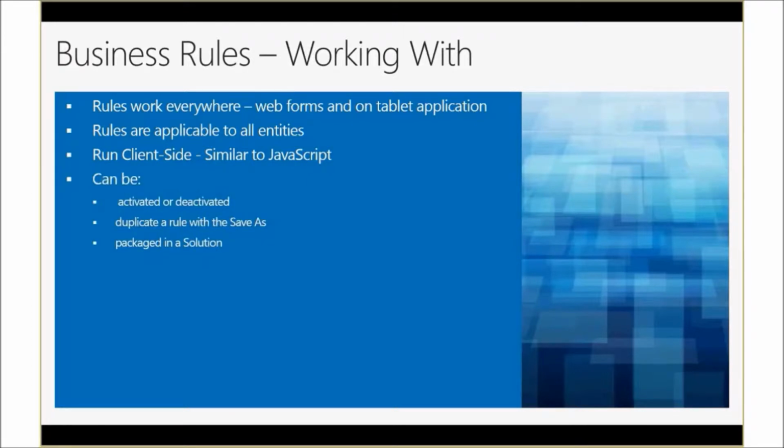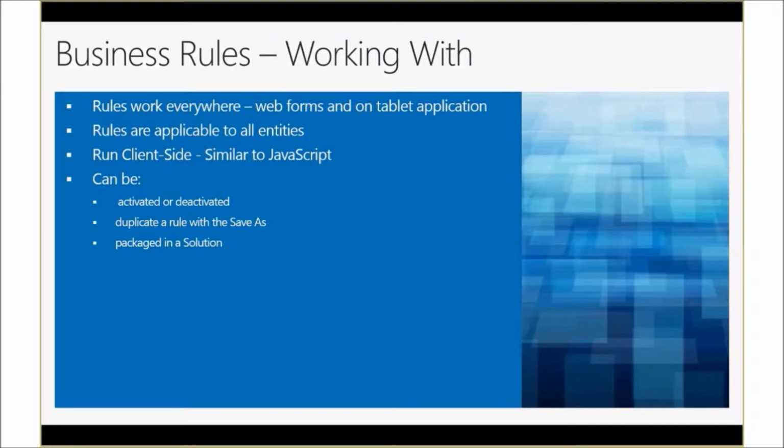It can be activated, deactivated, duplicated with the rules, so if you've got one out there, you can do a save as and package it in a solution. So the nice part is you can put a rule out there, I don't like it, deactivate it. I can start building one, having it sitting out there, waiting for a training to happen to say that this is going to go into place. After the training's done, you activate it.